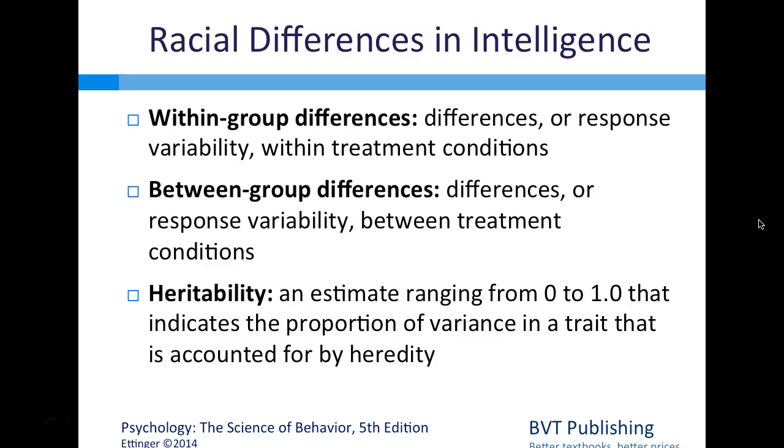Okay, so heritability is an estimate ranging from 0 to 1.0 that indicates the proportion of variance in a trait that is accounted for by heredity.